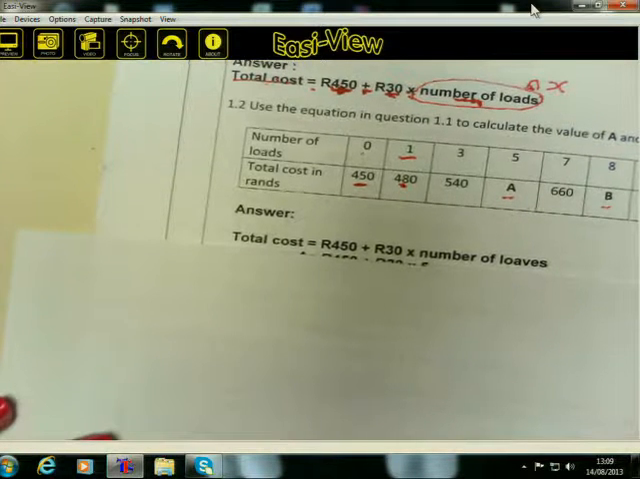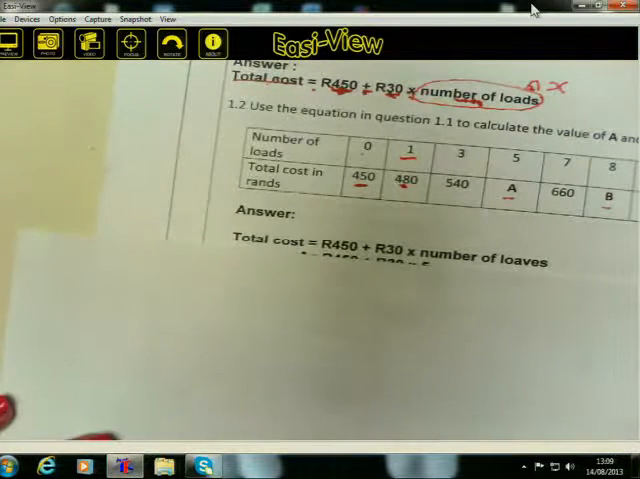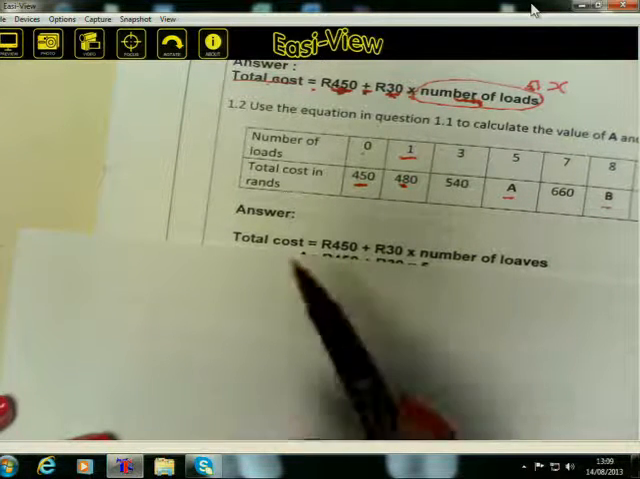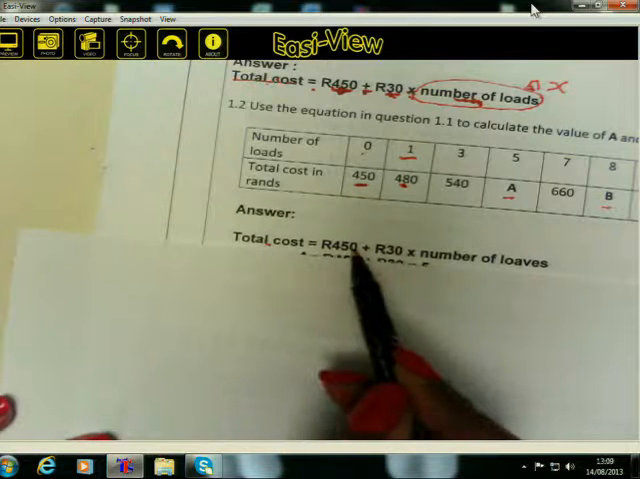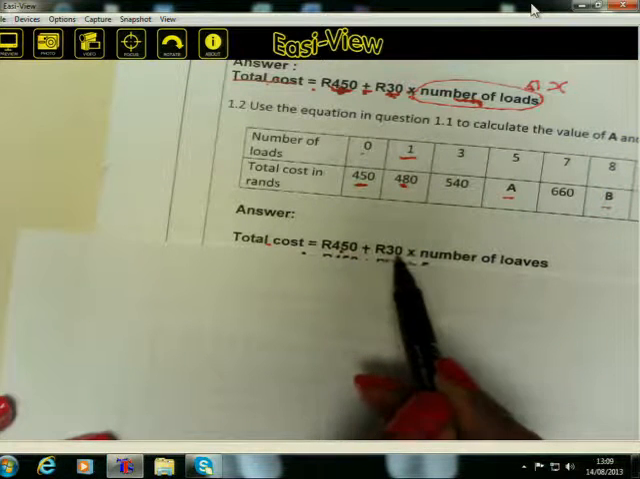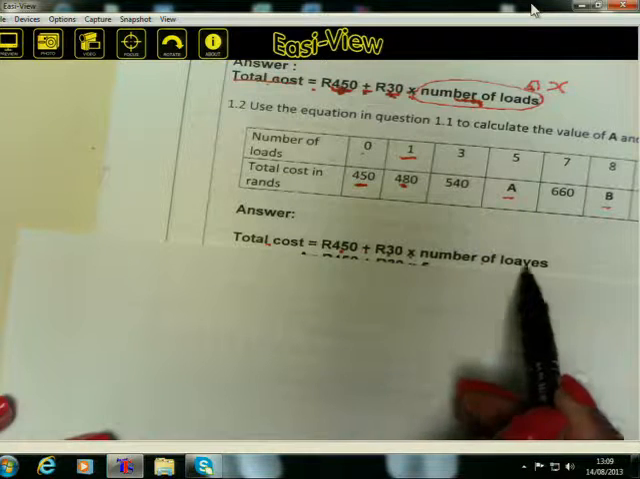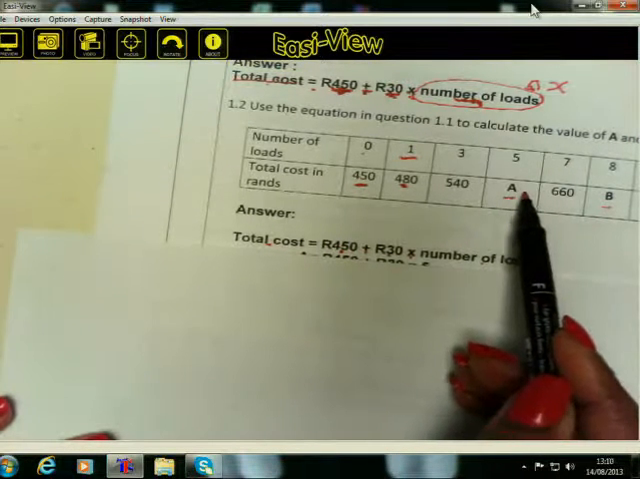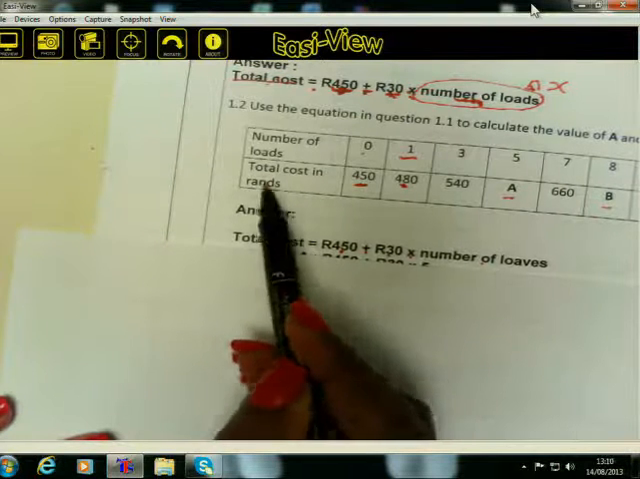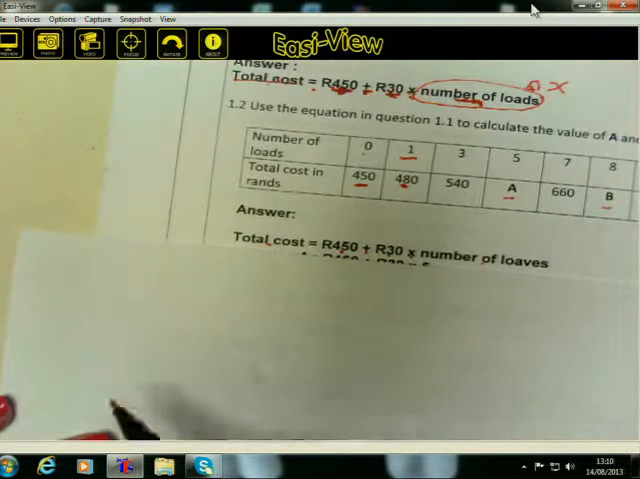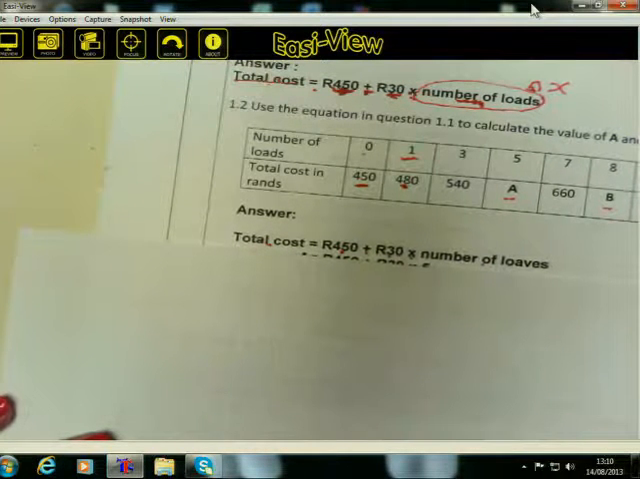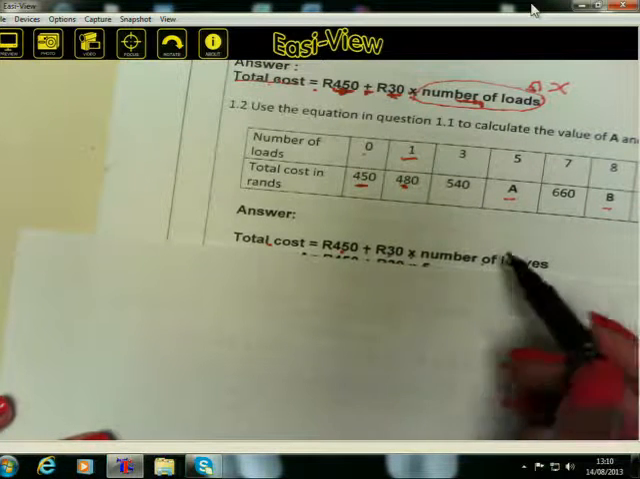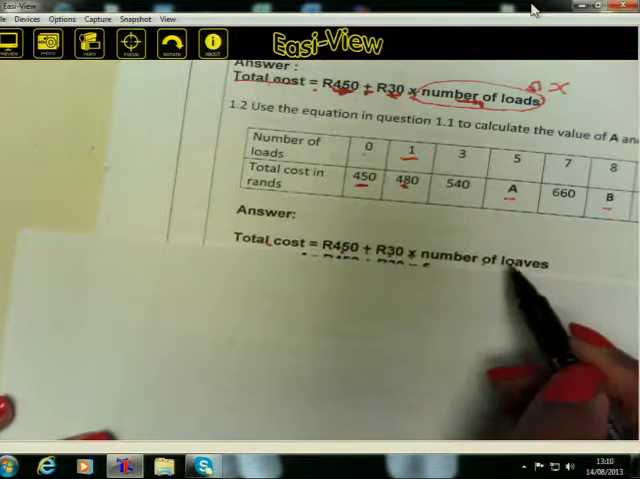Now, let's check. Remember the formula? They said to use the formula that we constructed in 1.1. The formula that we have constructed is: total cost is equal to 450 plus 30 rands multiplied by the number of loads. If you look at the table, the value A that you have to calculate is under total cost in rands. Meaning in the formula, you have to calculate the total cost. So total cost is what we have to calculate. 450, we know about it. 30 rands, we know about it. Now we have to substitute the number of loads.